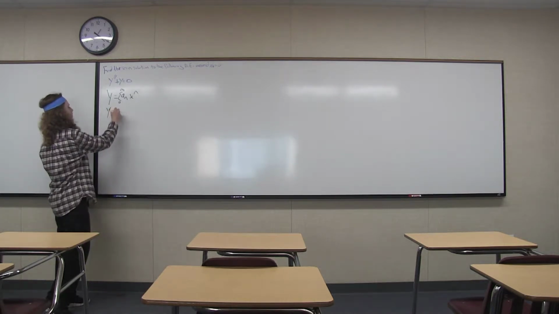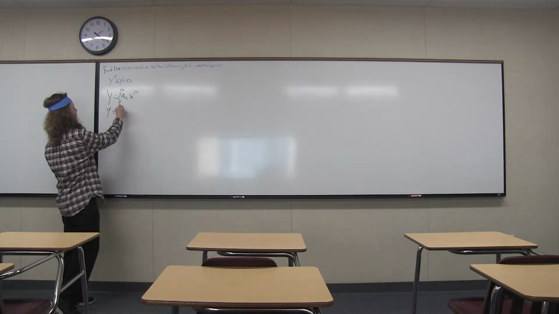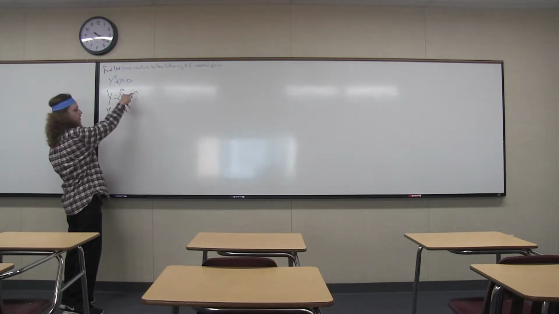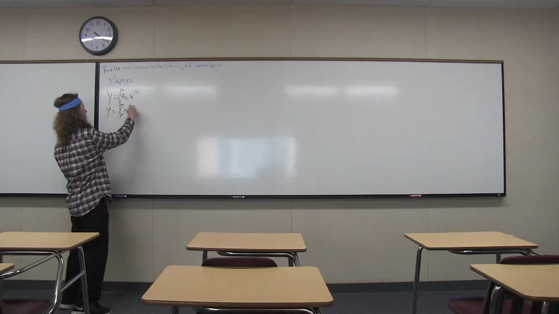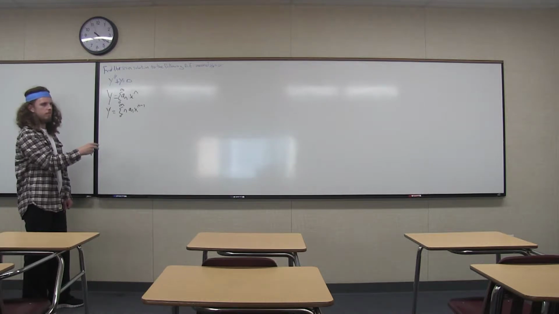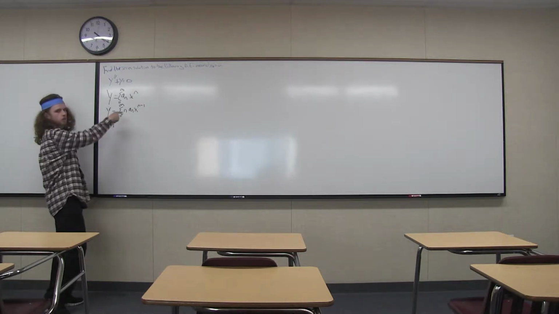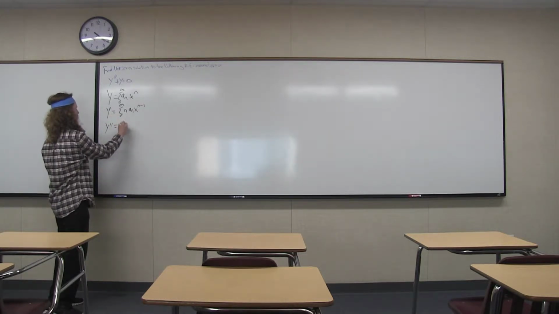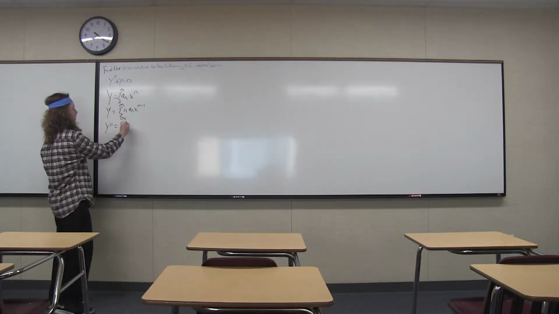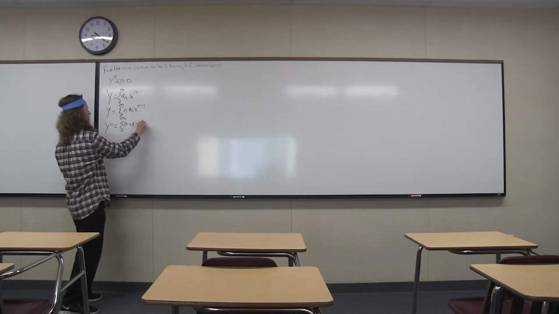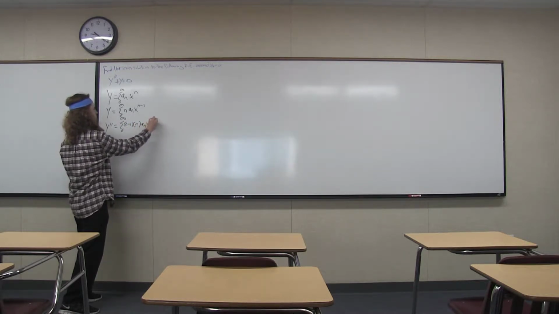Now y prime here is going to be the derivative of this. This is again going to be a summation from 0 to infinity, but now it's going to be n, taking this n down, times a_n x to the n minus 1. And then finally, y double prime is going to be the derivative of this. So it's going to be the summation from 0 to infinity of n minus 1, taking it down from there, times n, times a_n x to the n minus 2.